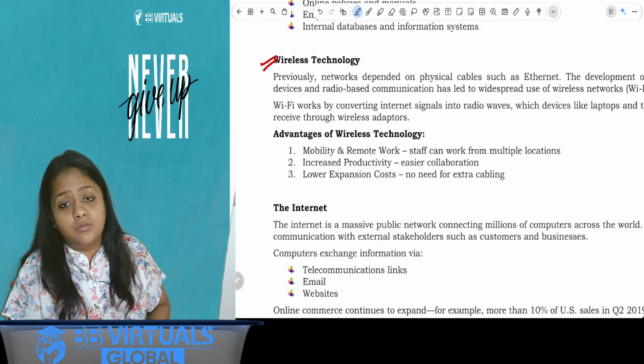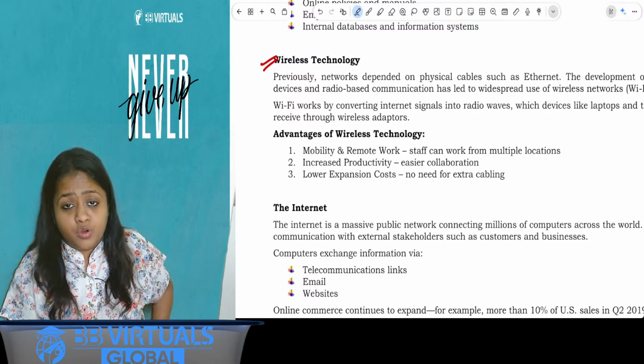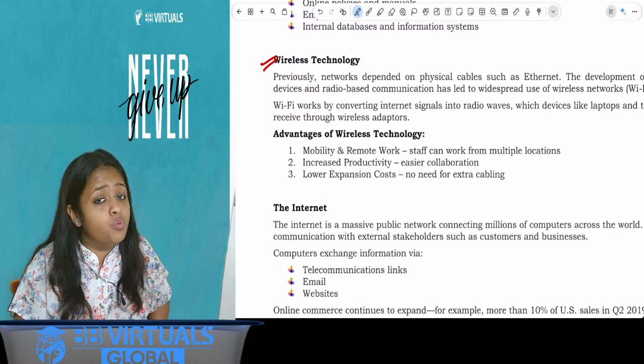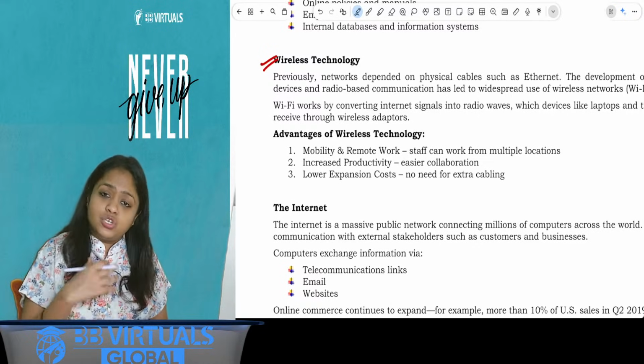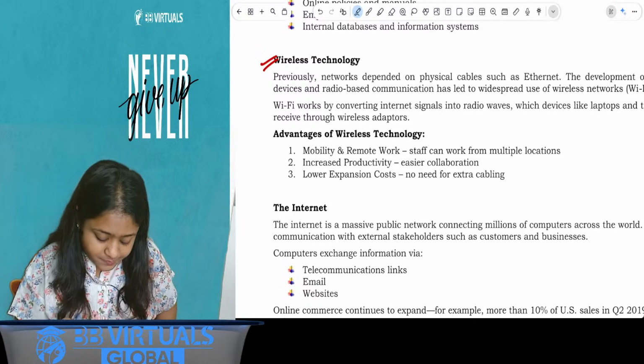It helps the staff to use internet even when they are away from the office. So the work can still be done. Mobility is there, and nowadays everyone is just using Wi-Fi. Very rarely we use the LAN wires.